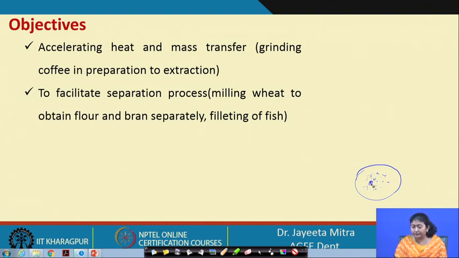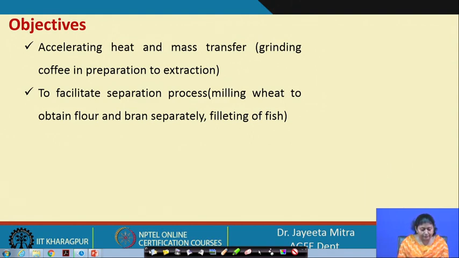Similarly, if you want to perform a certain drying operation where we finally need some powdered form of material, if we grind it and then expose it to the heat source, heat can penetrate faster into the center of the material, and the moisture can also move faster from the inner core to the surface. So, grinding in a way results in an increase in the surface area and thereby helps other operations like heat transfer, mass transfer, etc.